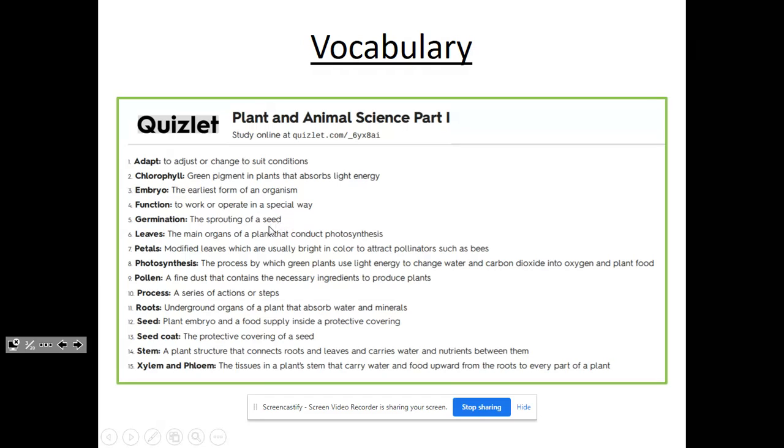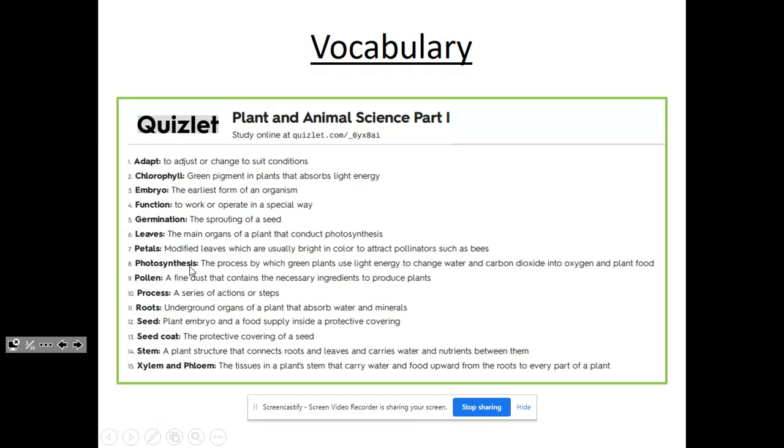That's the germination. Leaves, those are the main organs of a plant. And without leaves, a plant cannot survive because it won't be able to do photosynthesis. And that's number 8. We'll read that in a minute. But plants have to have their leaves in order to conduct this process of life for them. Petals are just modified leaves, which are usually bright in color, and they attract pollinators such as bees.